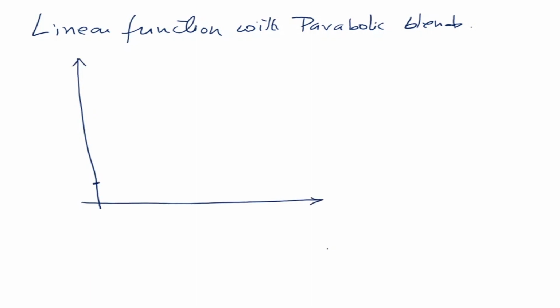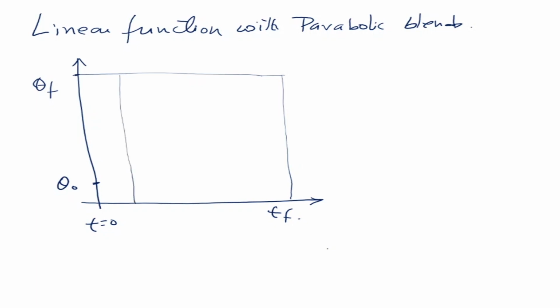Let's look at it this way. We start from here, theta naught, and this is my final theta f, where we have to reach in time tf, and time is equal to 0 from here. Now we are going to divide this into regions. From here to here it will go very slowly like this, which is parabolic. Then from here to here it is going to become linear, and then it will become parabolic again. So it is a linear function with a parabolic blend.